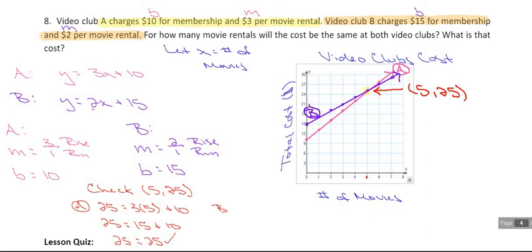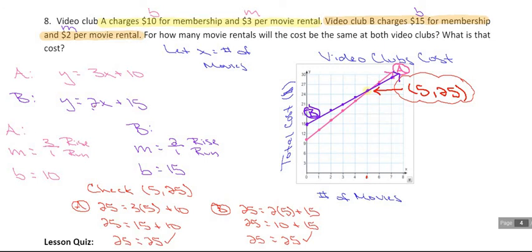For club B, y equals 2x plus 15, so y, 25, equals 2 times x of 5 plus 15. Does that work? Looks like it. 25 equals 10 plus 15. So yes, 25 equals 25. So our diligence here did pay off. So our ordered pair 5, 25 is where they intersect, okay? Which means, again, if we use our axes labels, x represents movies and y represents the cost.